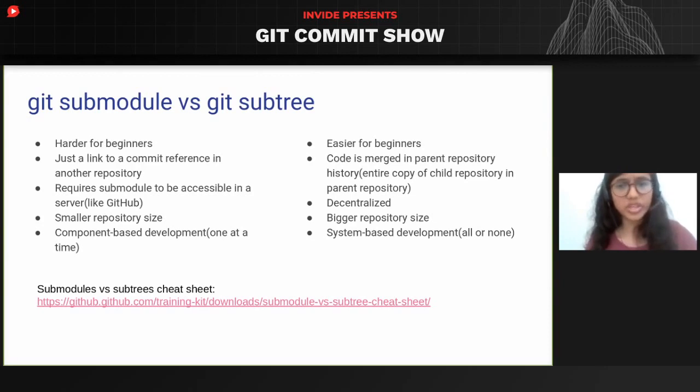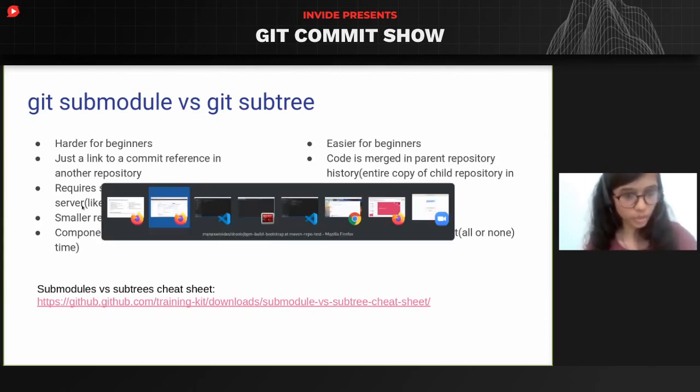And when it comes to Git subtree, since it entirely clones the child repository into a subfolder of the parent repository, it's very easy to understand. And one more thing you have to take care of is that since it clones the entire repo, it also merges the entire commit history of the child project with the parent project. So I can show you this.